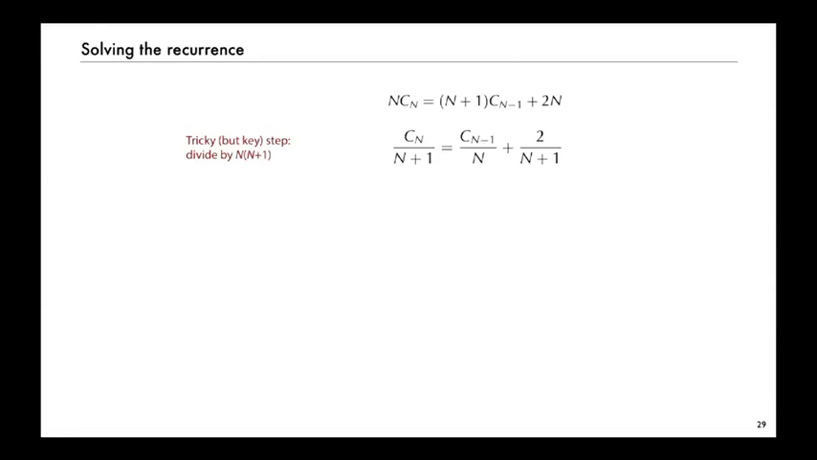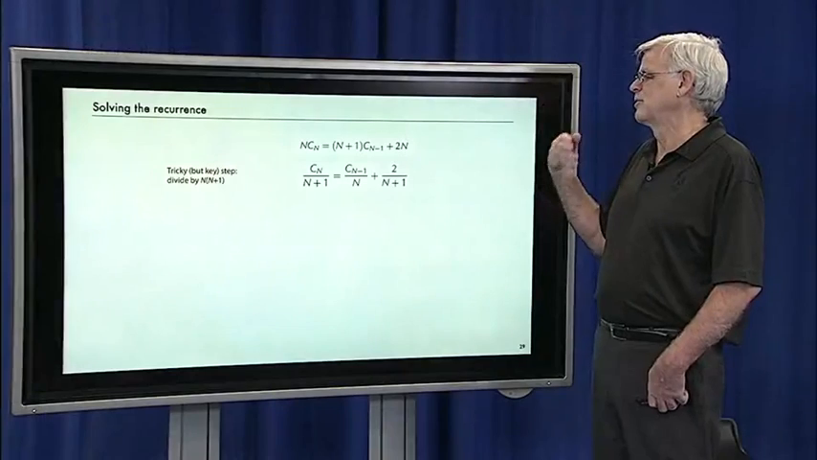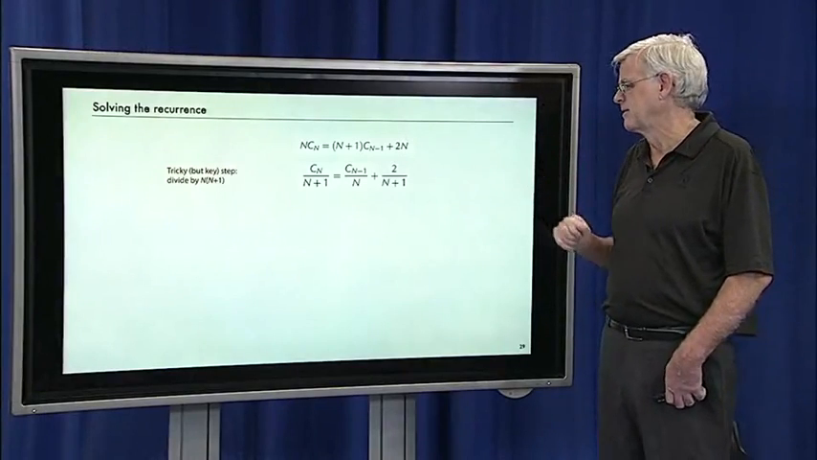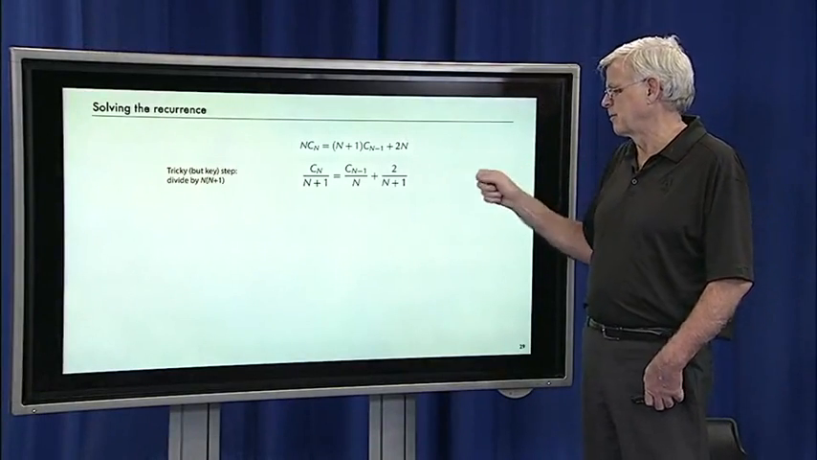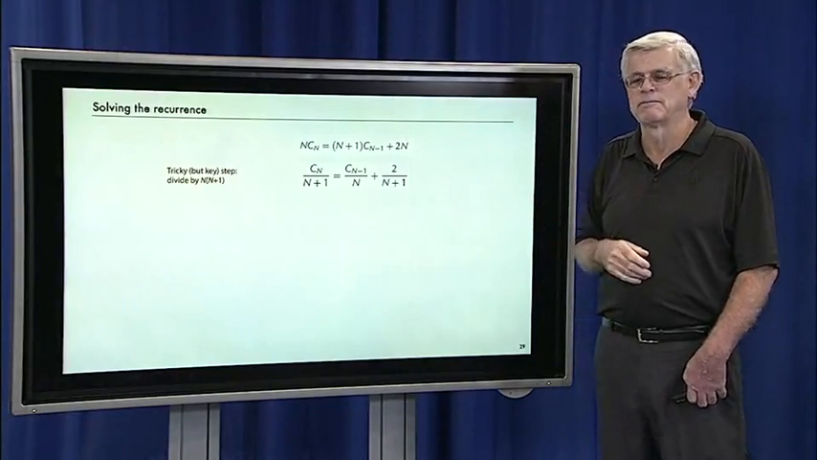I'm going to take both sides of the equation and divide by n times (n plus 1). So on the left, nC_n divided by n times (n plus 1) is just C_n over (n plus 1). On the right, the n plus 1's cancel, and we get C_(n minus 1) over n. And then 2n over n times (n plus 1) is just 2 over (n plus 1).